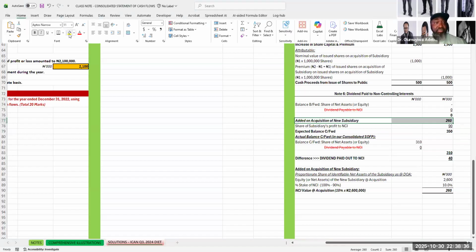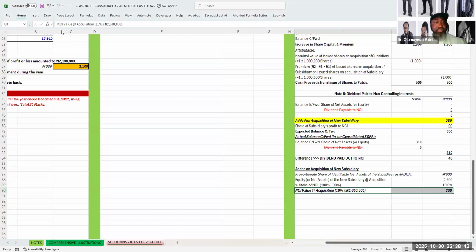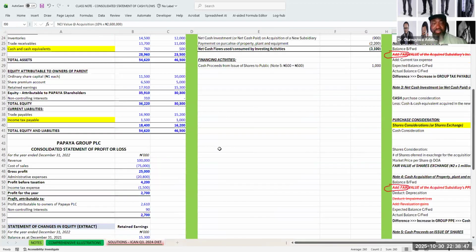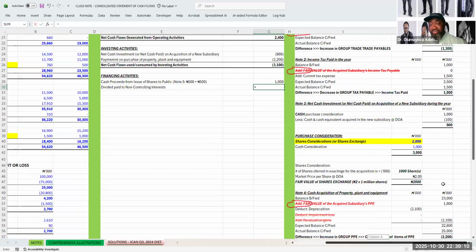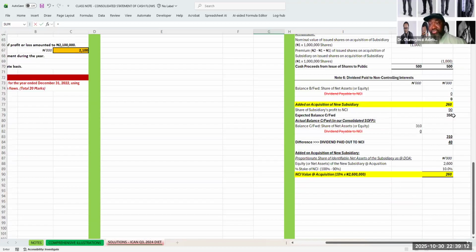Therefore, remember, this one came from, let me highlight it, it came from here. All being equal, I can come here. Dividend paid to non-controlling interest. Remember, the assets of other shareholders, which is an outflow of cash, is 40 negative.